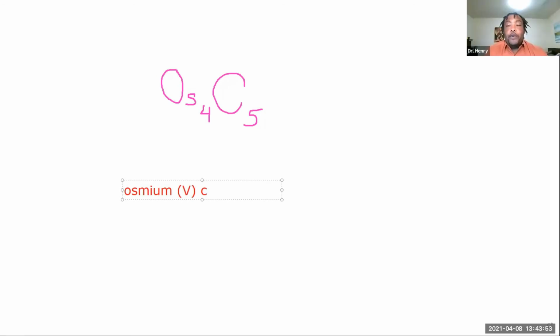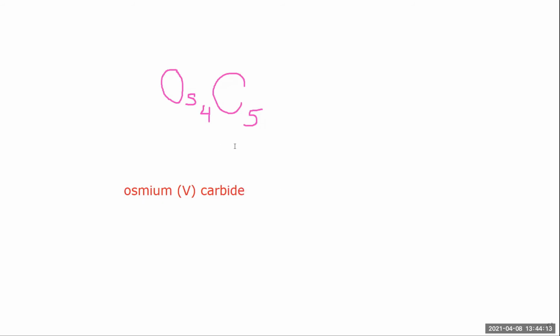Are you sure? I'm going to write it down the way you said it. No, don't do that yet. Edgar, help me. Carbonate. Those endings are reserved for polyatomics with oxygen. Oh yeah. I suppose it would be carbide. Carbide. Osmium 4. No, it's osmium 5 because we got to cross cancel. Osmium 5 carbide.